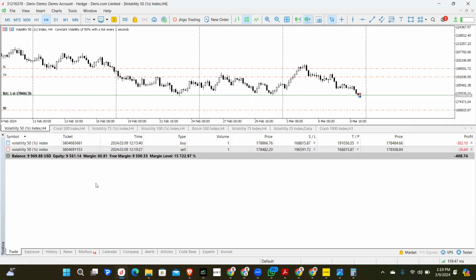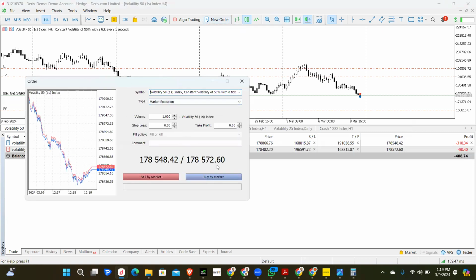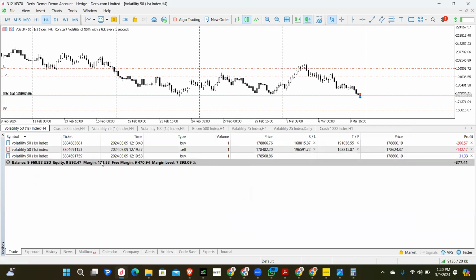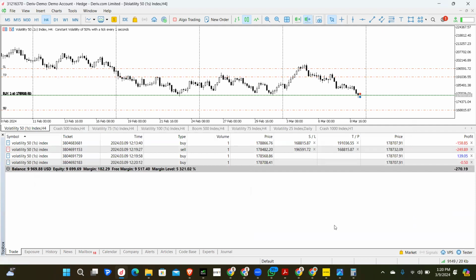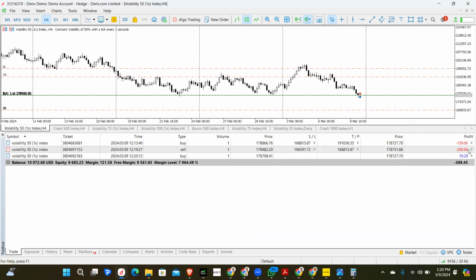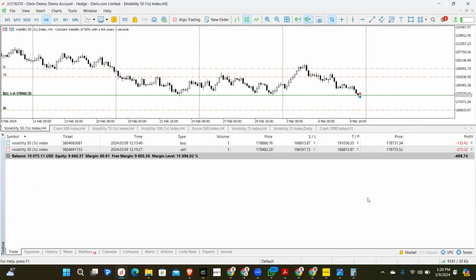Let's see whether the margin will change. You see that we are still having the same margin. Once your margin increases, that means for you to execute a trade, you need to have enough margin. So let me place another trade. You see that the margin has increased from 60 to 121. Let me place another trade. You see that the margin has also increased. So at every point in time we place a trade, you always need the margin to keep the trade running. So I'll close this one, and close this one.